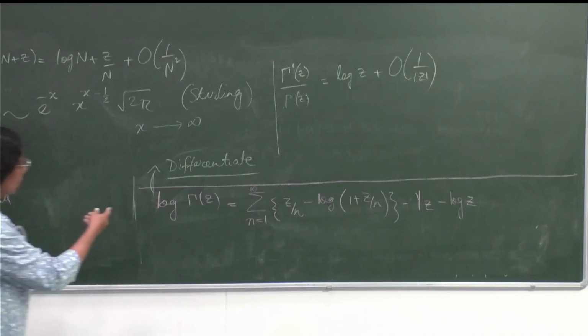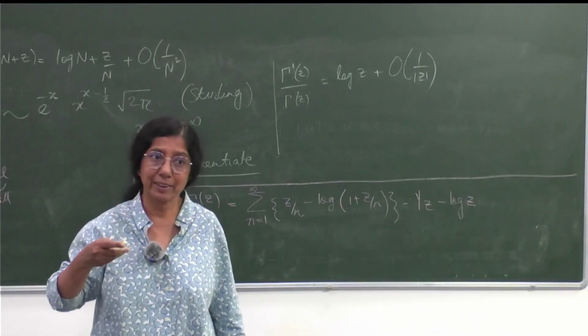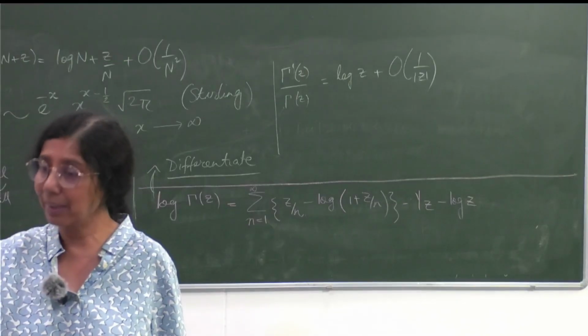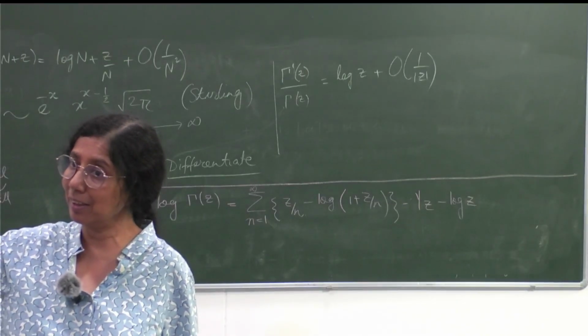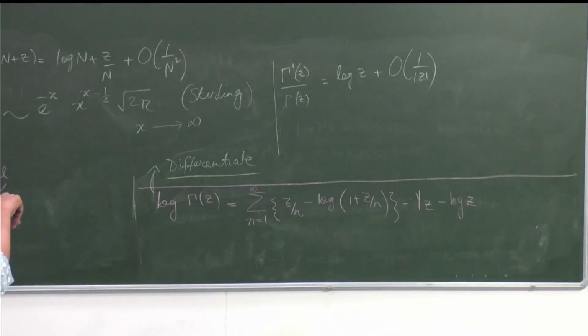So take the derivative, you get, what is the derivative of log of x? It is 1 by x, and then you have to take the d of x, right? So here you get gamma prime of z divided by gamma of z. Then where are the main terms going to come from? Where will the main terms come from?